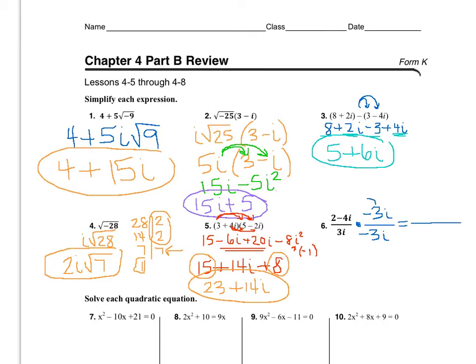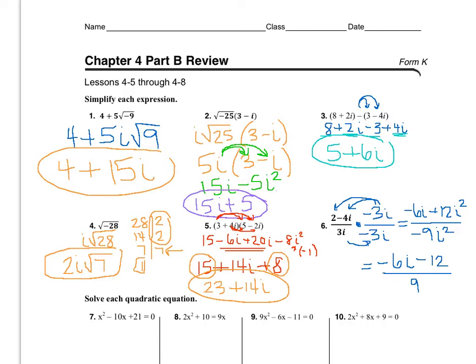When I multiply on top, I'm distributing, so I get negative 6i plus 12i squared. And on bottom, if I multiply those two things together, I get negative 9i squared. Now remember, your i squared is actually equal to negative 1. So when I replace those with negative 1, I get negative 6i minus 12. And on the bottom, I get just a 9.